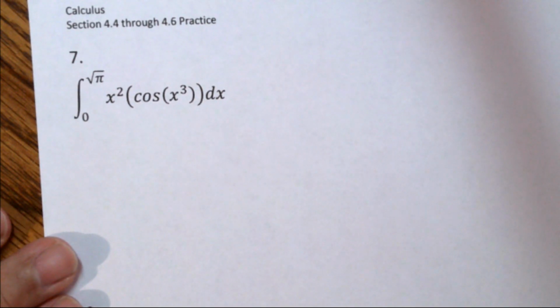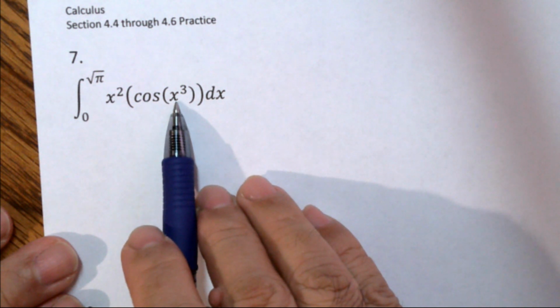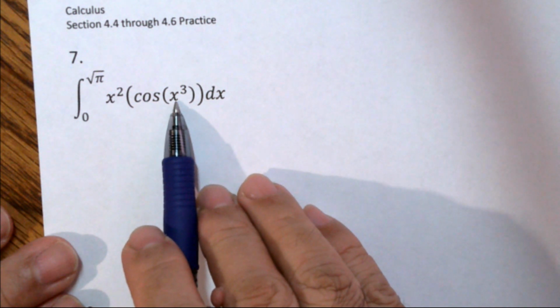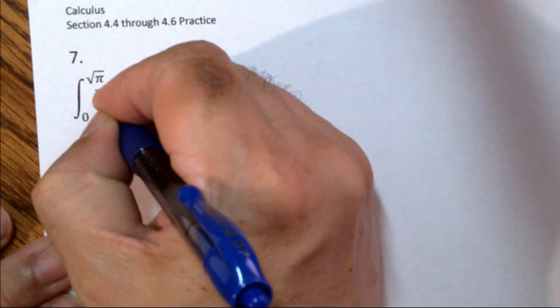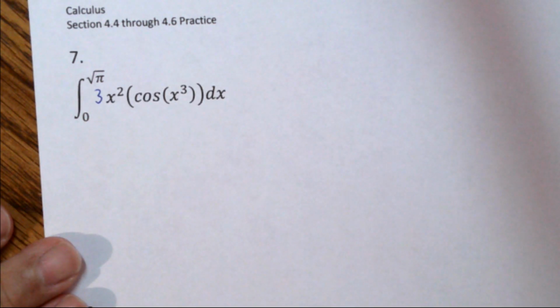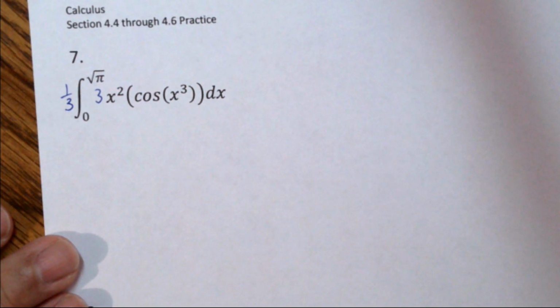Okay. So this one, you can see I have x cubed here, and x cubed is an inside function. What is the derivative of x cubed? Well, it's 3x squared. So this is only missing a 3. So I don't have to do a change of variables. I compensate for that 3 I put in there with a 1/3 on the outside.